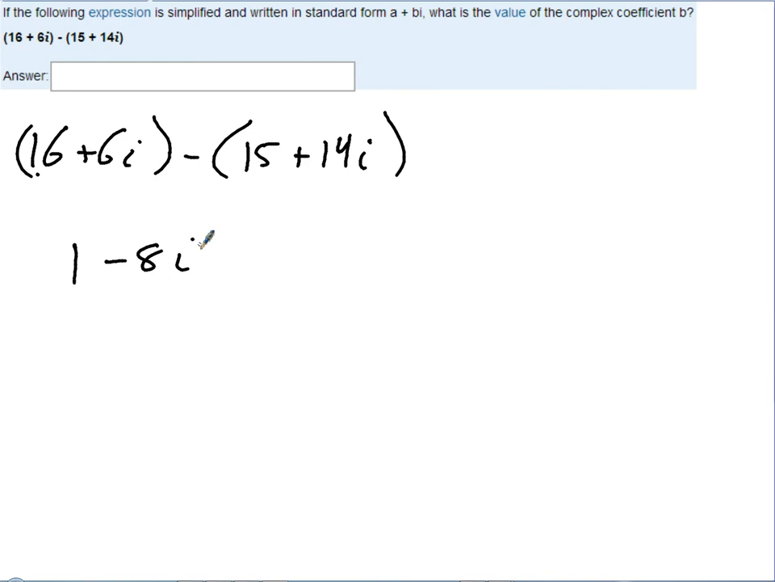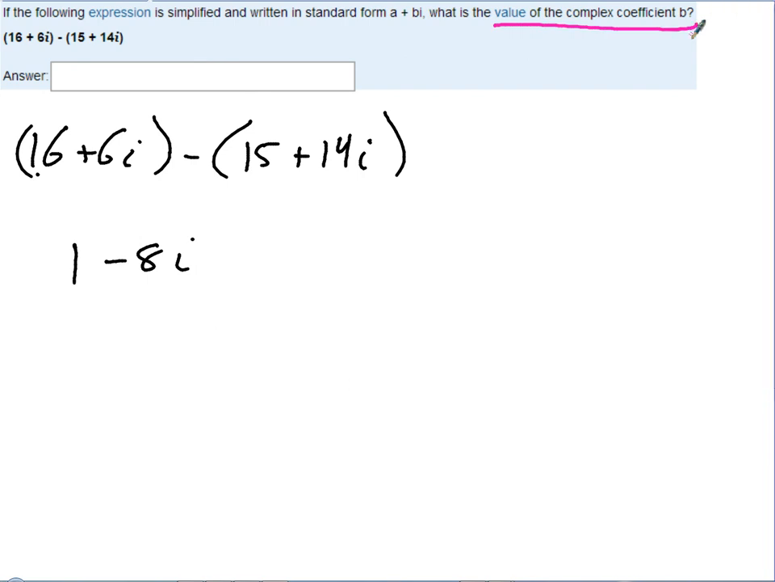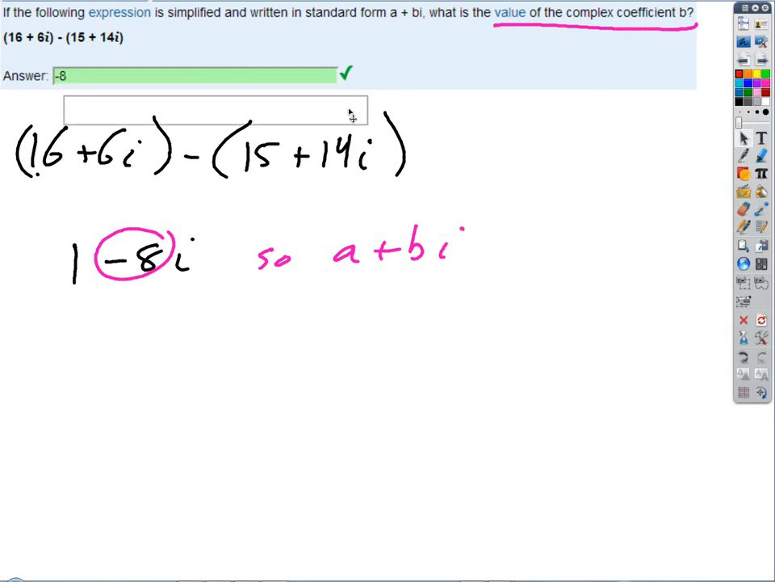Okay, and what do they want? All they're asking for here is the value of the complex coefficient b. So what's b? If we're thinking of this in the form a plus bi, b is just the number in front of i, so that's going to be the negative 8. Does that make sense? Questions?